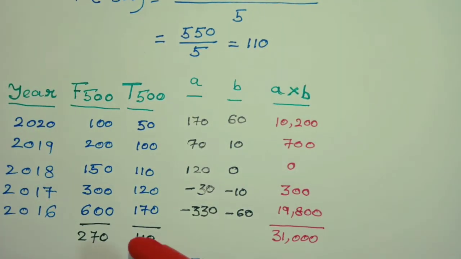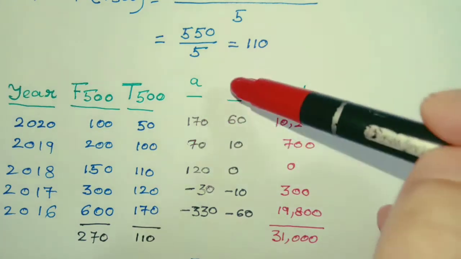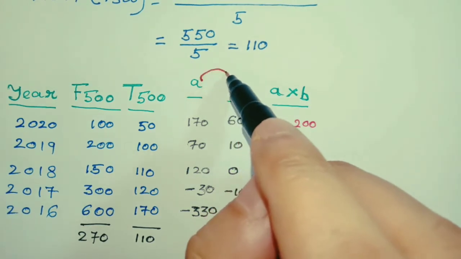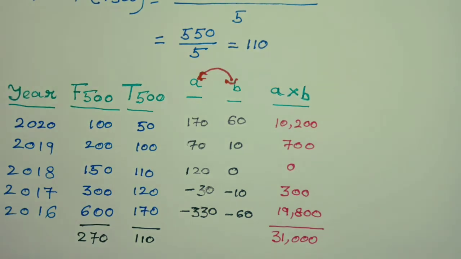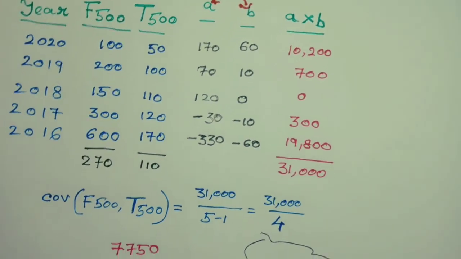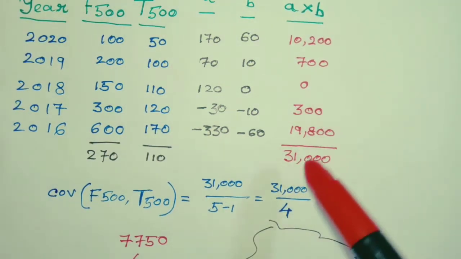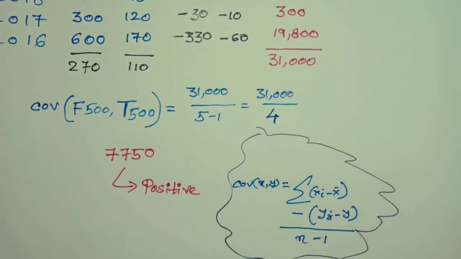So A and B is basically the calculation of this minus this with the F500s, and this minus this with the T500, and A multiplied by B is just a multiplication of these two values. So I will just show you these two, A and B. These have been multiplied and these are the values, and then I have taken a total summation of this entire thing. Now you see how I calculate the covariance. So the covariance of F500 company and T500 company is given by this part divided by n minus 1, which was the previous formula, and I get the value as 7750.